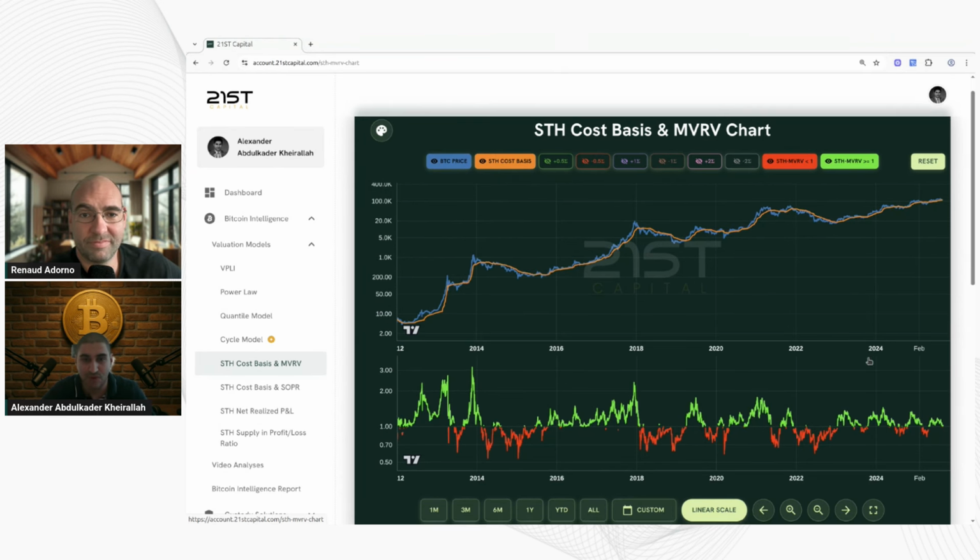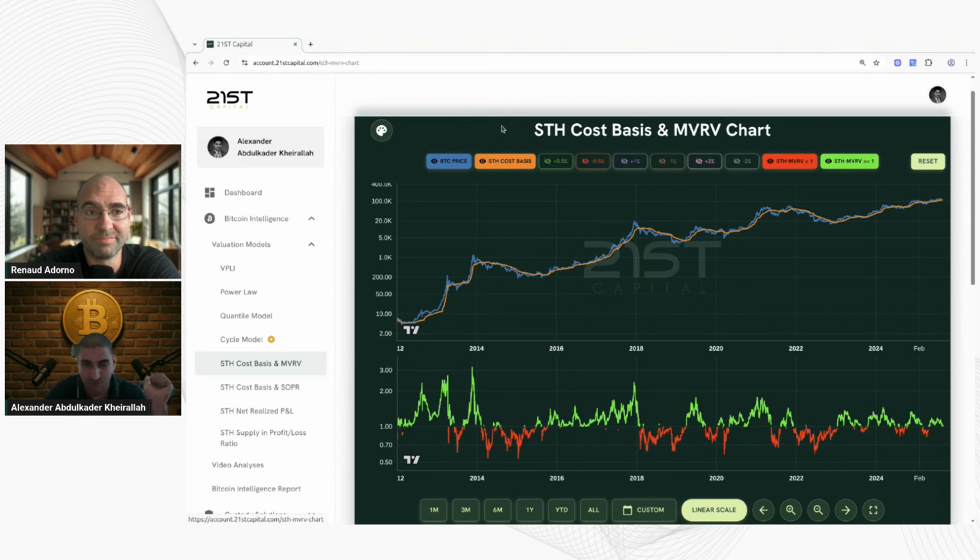Okay. So the purpose of this graph is to give an indication of whether the short-term holders, so this STH stands for short-term holder, which we are defining as people who acquired the coins within the last approximately 5 months, are sitting on profits, on unrealized profits, or at any losses, right? So this is essentially what this indicator is supposed to show you.